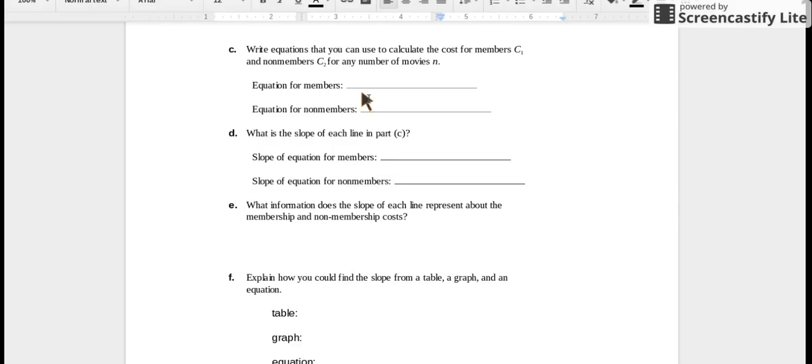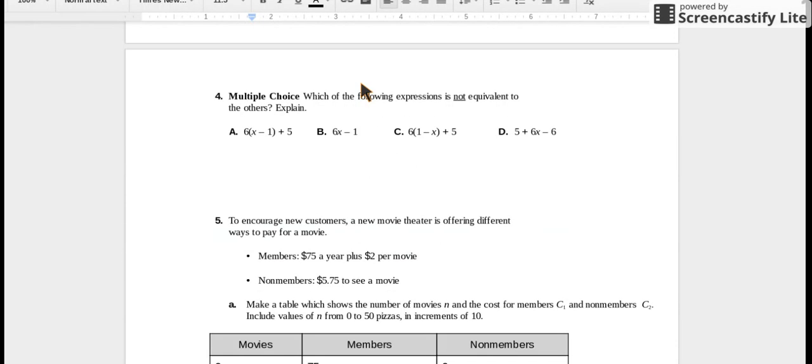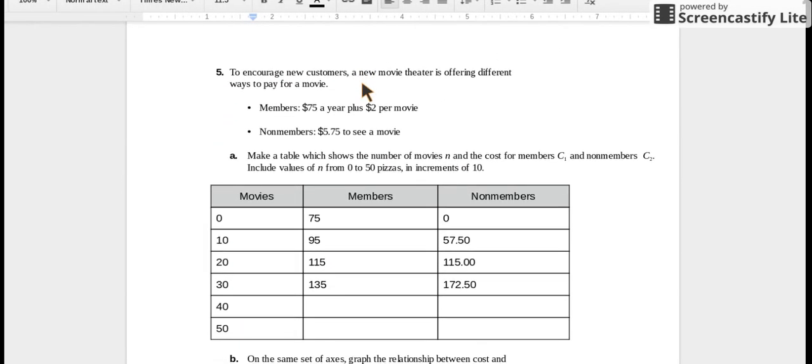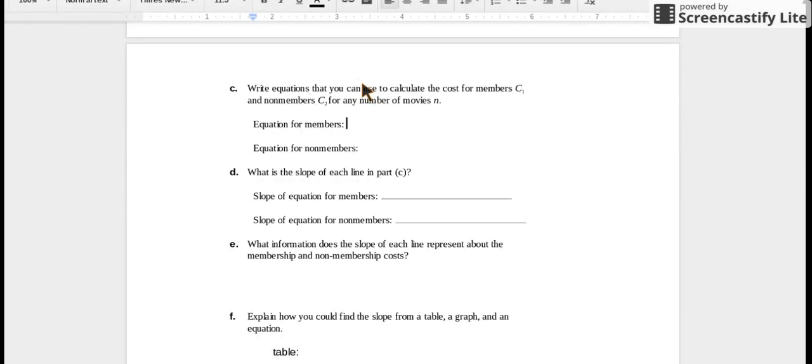This is question C through H for your moving straight ahead unit test. They wanted you to write equations based off the information they gave you about the movie deals for members and non-members. So for members, you have to remember, in order to write an equation, you need the form y equals mx plus b. And you could have used the form they asked you to use, which was c equals mn plus b. But either way, it's the same idea.